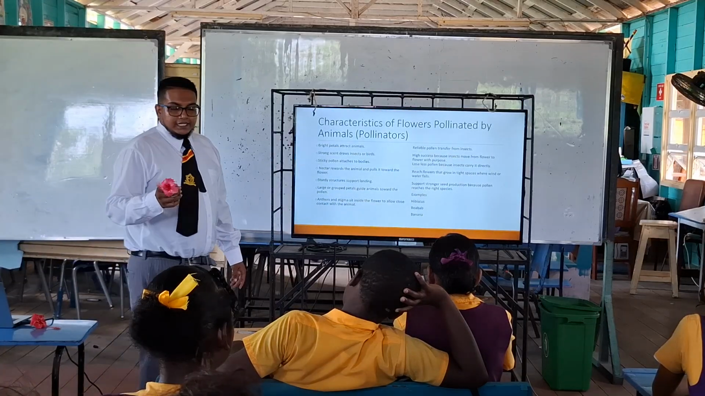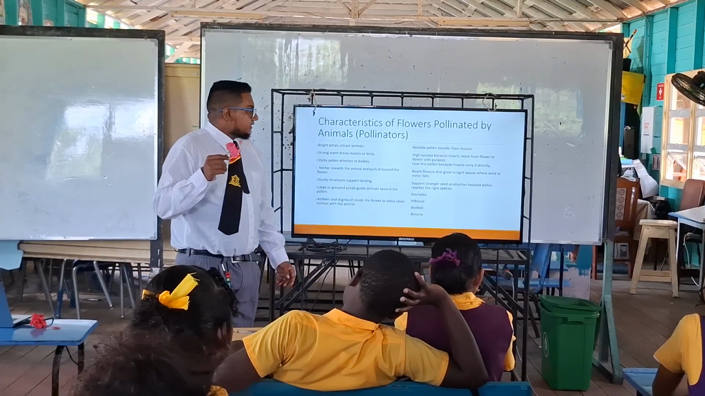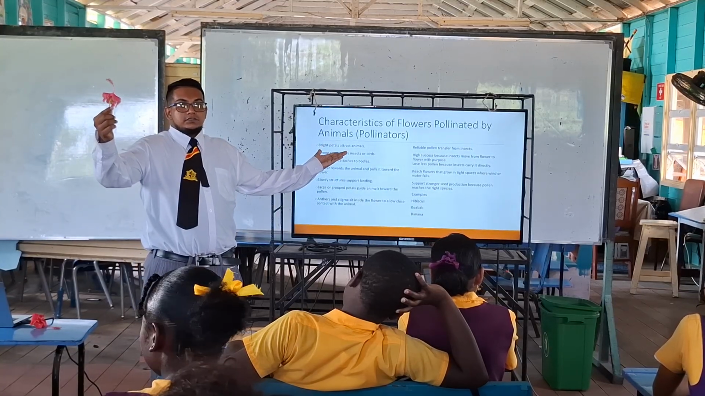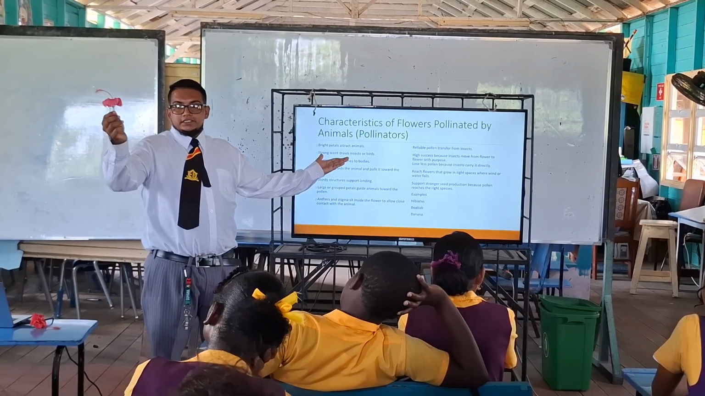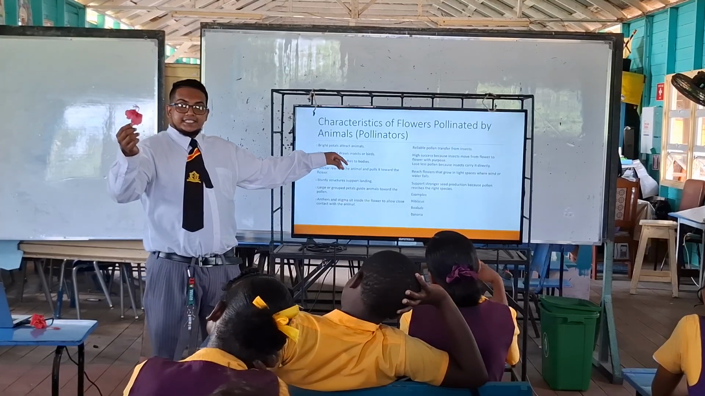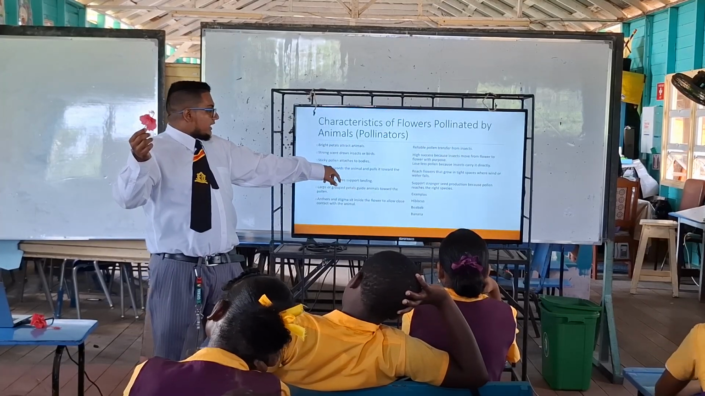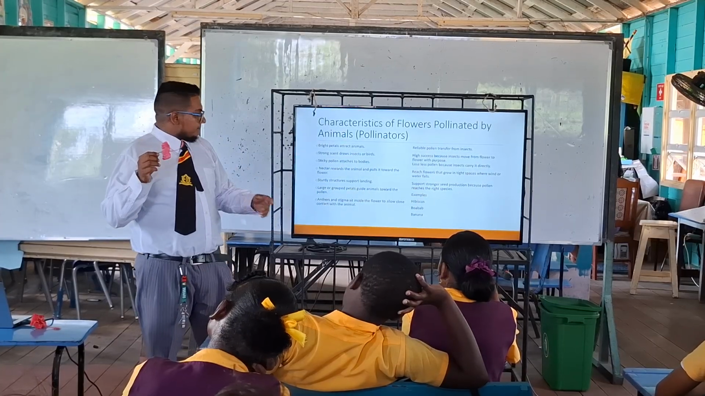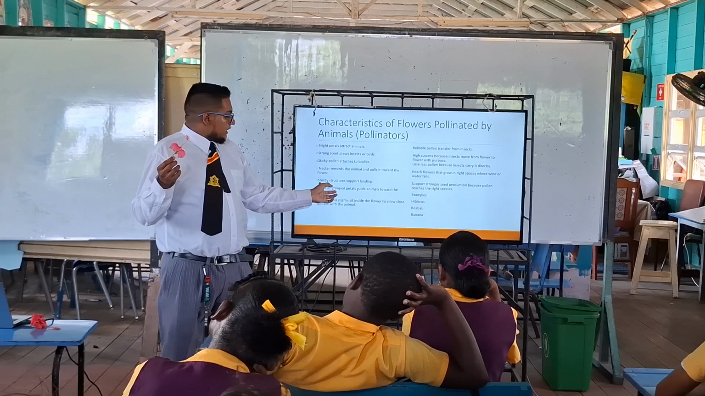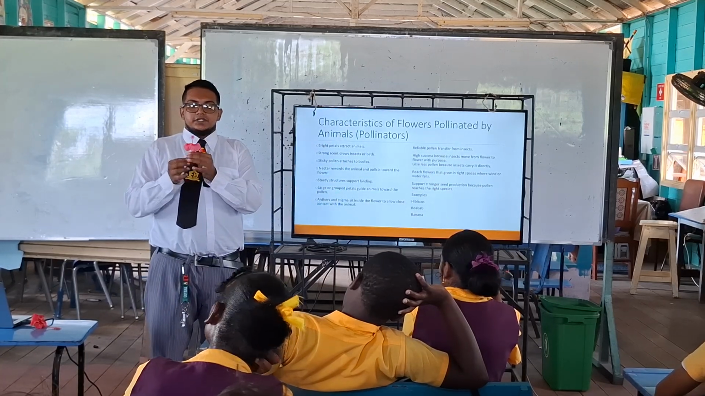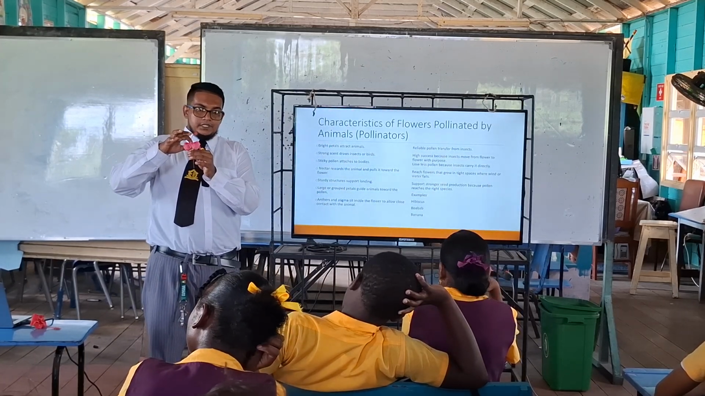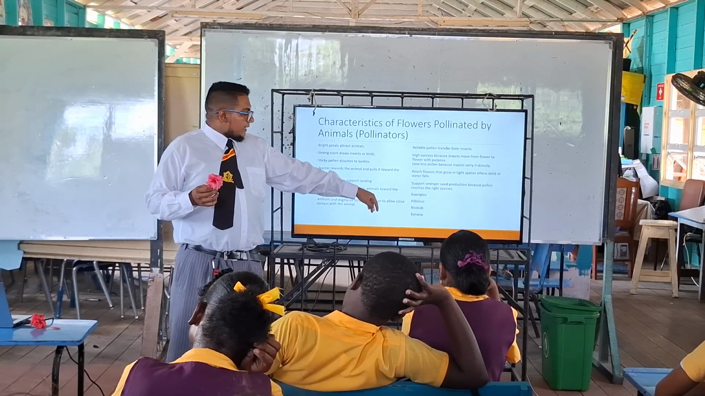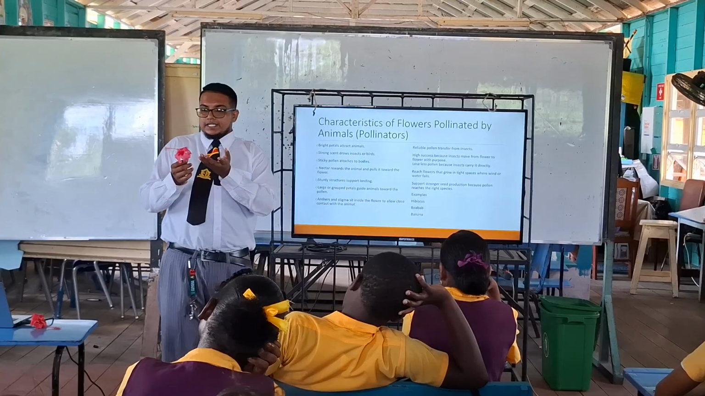Now, the properties of flowers pollinated by animals. Bright petals. Does this have bright petals? They've got strong scents. They've got sticky pollen. Well, with this one, the pollen won't touch my body. Nectar. They've got a sturdy structure so that the animals can land on them and still survive. They've got a large group of petals arranged to guide the animals toward the nectar.